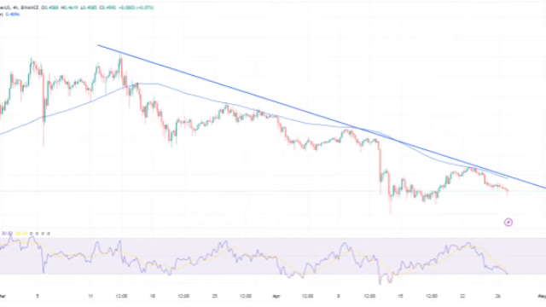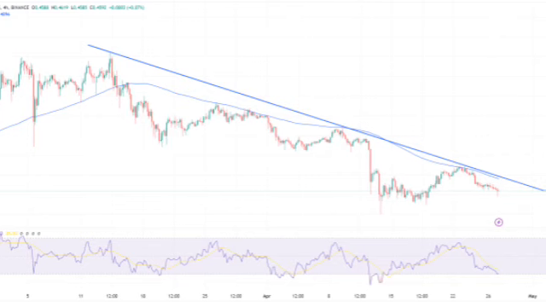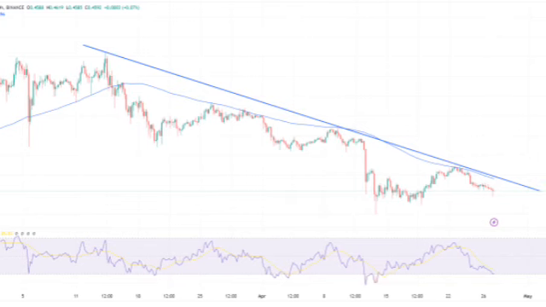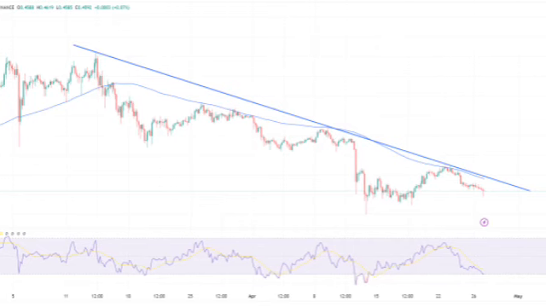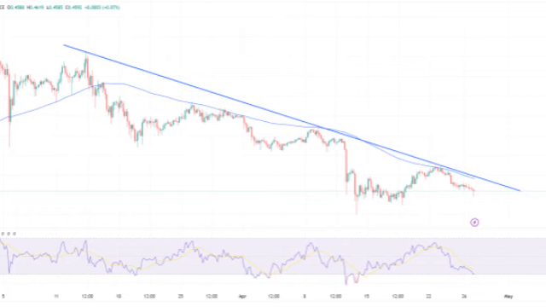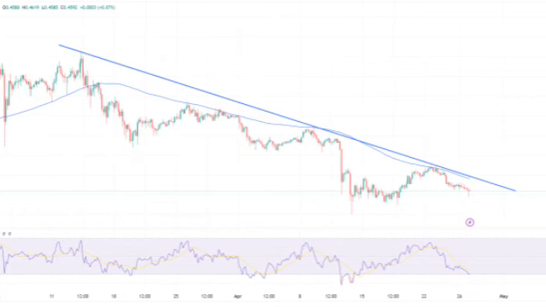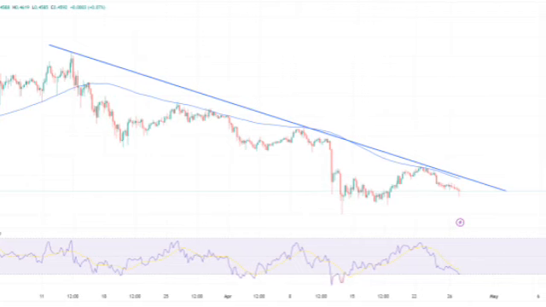However, it's not all doom and gloom. If ADA manages to break above 52 cents, it could signal an upward movement. But if it fails to do so and breaks below previous lows, the price could potentially move towards its support level of 40 cents. As it stands, ADA's price is in a precarious position. It's a watch and wait situation with potential for both an upswing or a further decline.